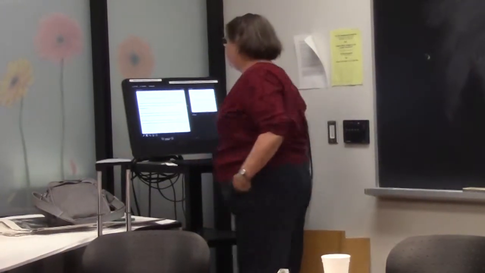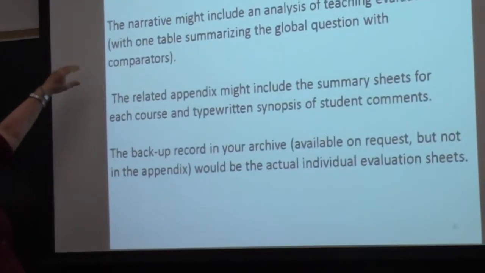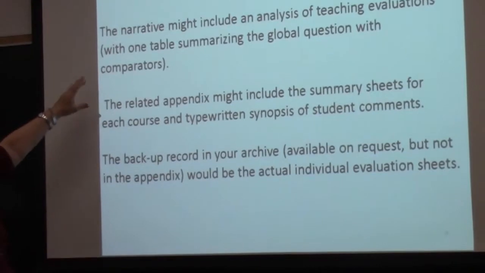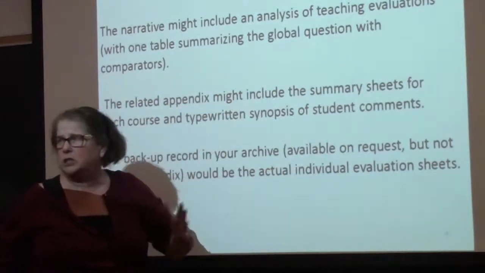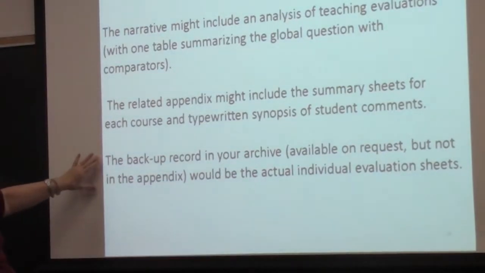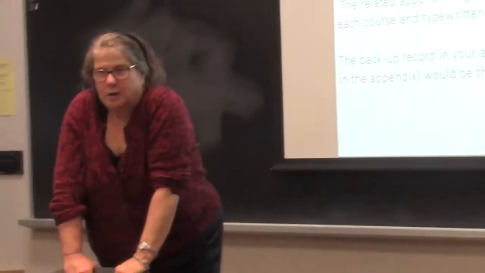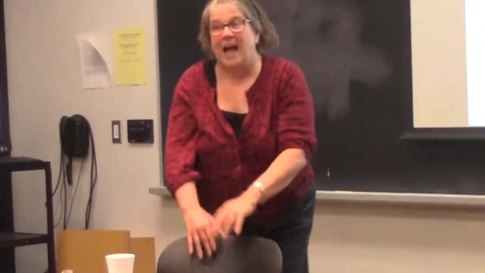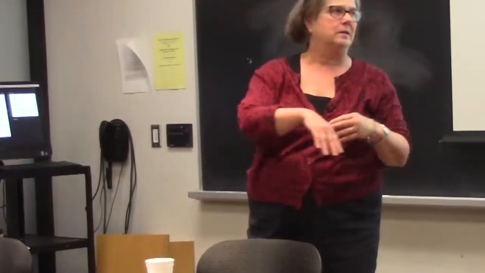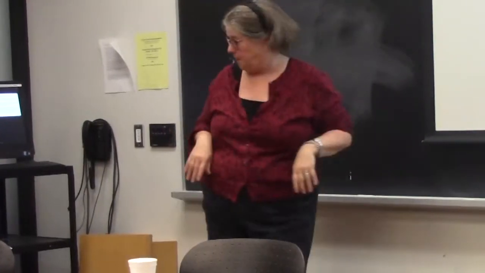Okay, so the narrative is where you're going to put your analysis, right? You might have some little table in there summarizing things. That would be in the narrative, but the appendix might be where you actually have your collection of teaching evaluations, right? And then the backup, well, this is another big example. In the old course evaluation, each student was on a sheet of paper. And in that analysis, those would be what would be in the archive. The summary sheet would be what might be in the appendix, and whatever you were trying to highlight in your narrative would be in your narrative.